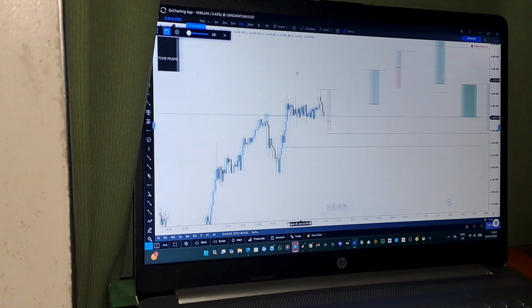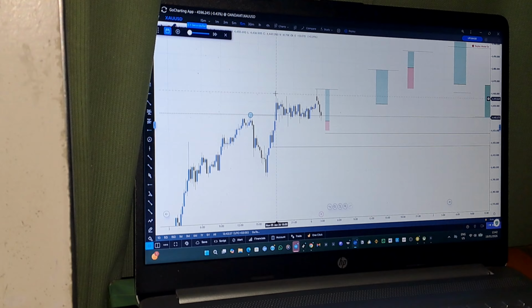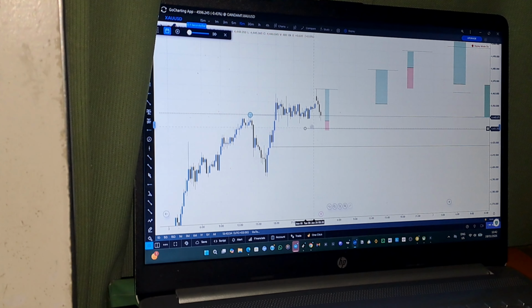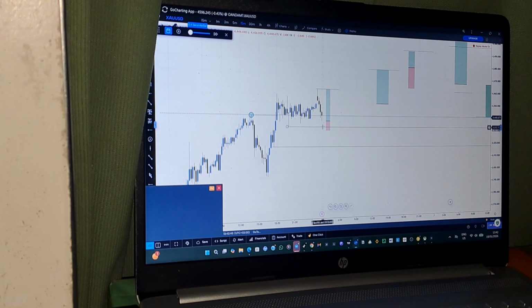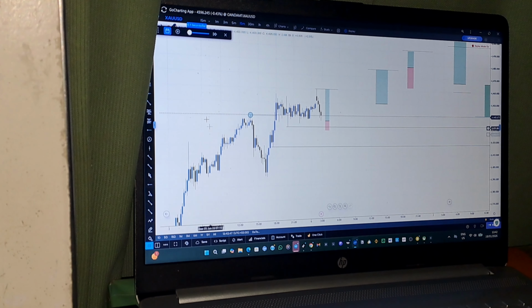Nice. As you can see, price didn't close above with a body, it swept, so this becomes our new liquidity point. So what do we expect? We expect price to come down and sweep out this. After sweeping out this, we shall find an entry on a 3 minute or 5 minute.